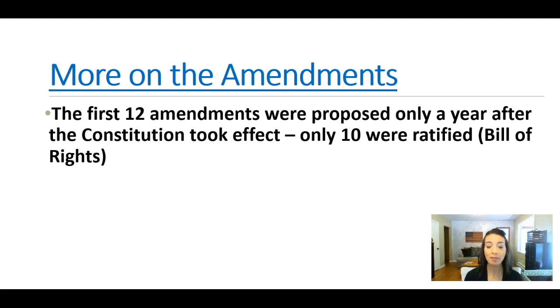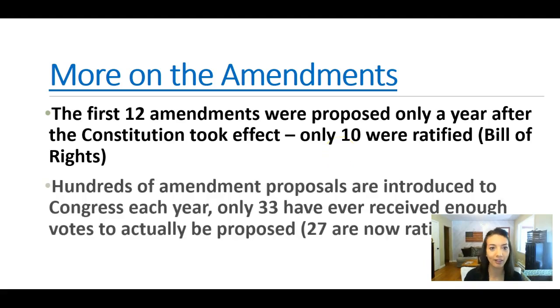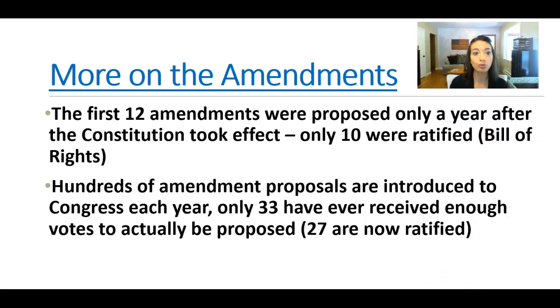The first 12 amendments were proposed only a year after the Constitution took effect. So, when did the Constitution take effect? 1789, so we're talking 1790, right? And then only 10 out of those 12 were ratified. Ratify means to make into law. Hundreds of amendment proposals are introduced to Congress each year, and only 33 have ever received enough votes to actually be proposed, and now 27 of them are ratified.